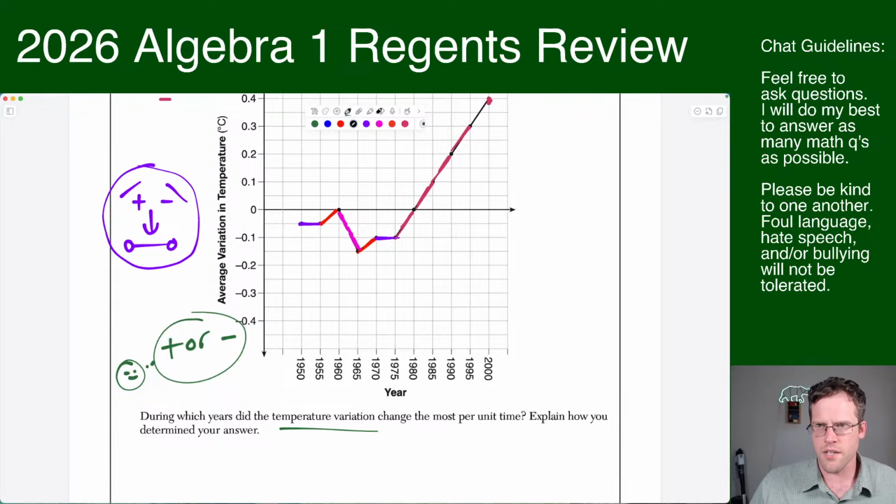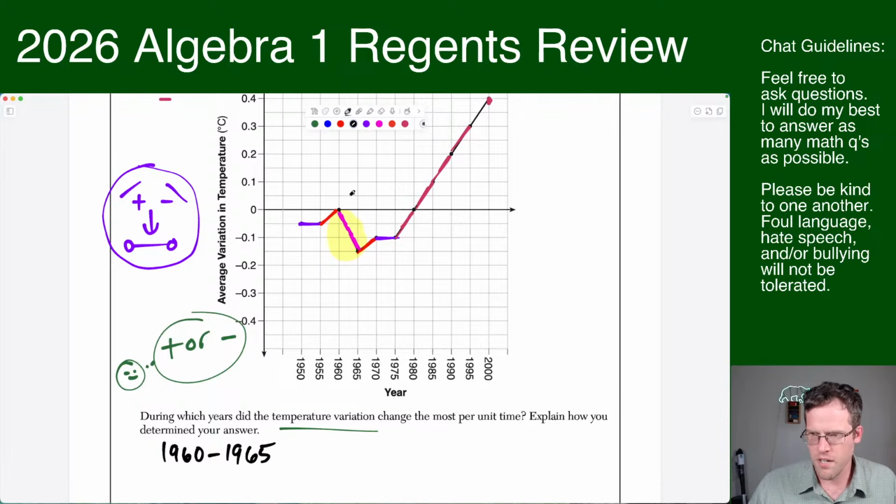All right, so it looks like this is the one. All right, and how do we know? Because the slope is the steepest there. Okay, so we're looking for when is the slope the steepest. So during which years? Explain how you determine your answer. From 1960 to 1965.